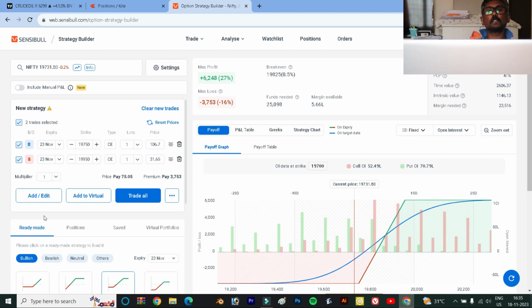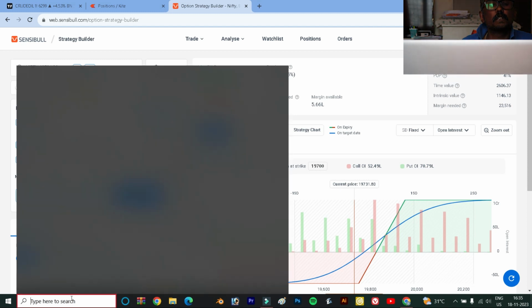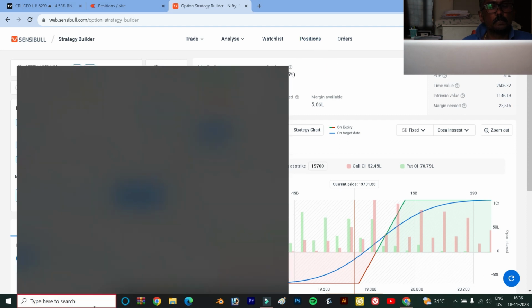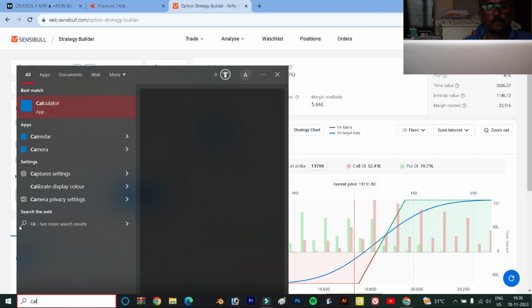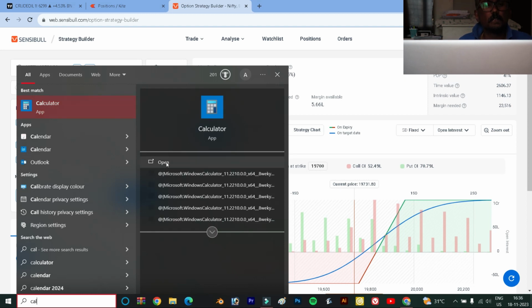Then this is the profit. How will we calculate the profit for this one? This is 19,750 minus 19,950, that is 200, then 106 minus 31 equals 75. Let me take the calculator and see.